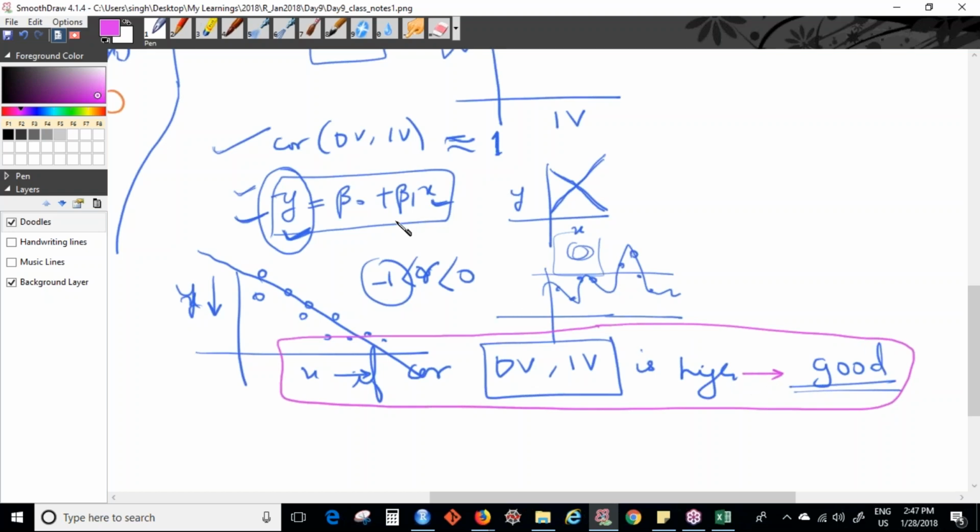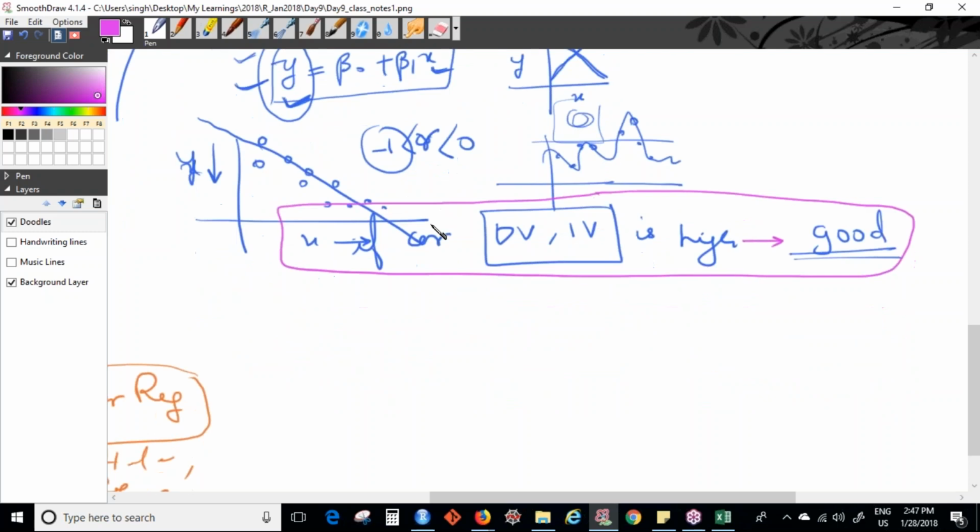Because linear regression measures the same exact thing. In fact, we will see that later. R square will come later. So this is a good thing for us, that your dependent variable and independent variable are highly correlated. If they are highly correlated, coming up with the equation will be easy for us.